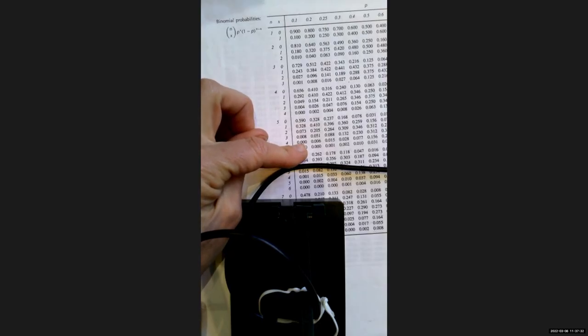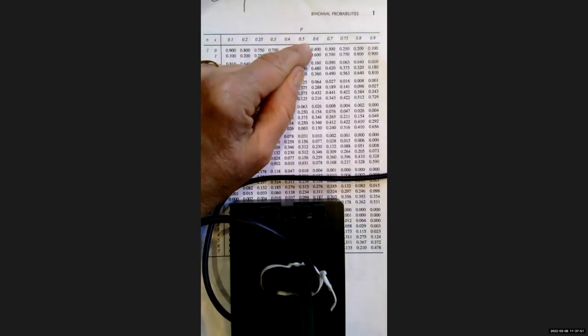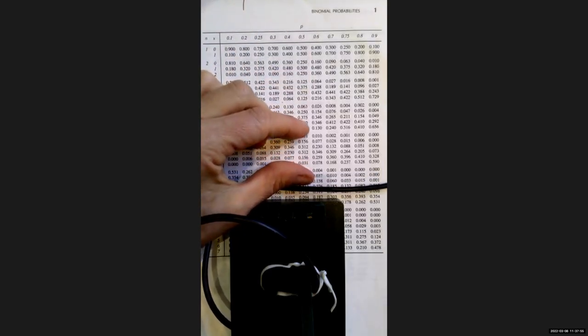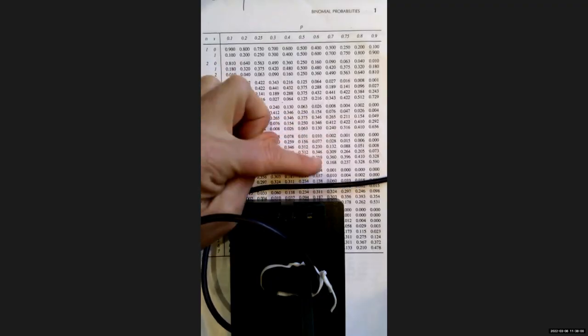Thank goodness. Now why are there multiple columns across the table? That's because we might be interested in different values for little p. We have to have these 2 things: we have to have little n and we have to have little p. If we have a little p of 0.5, then we're going to go to this set of values. And so each of these sets of values is for one combination of little p and little n.